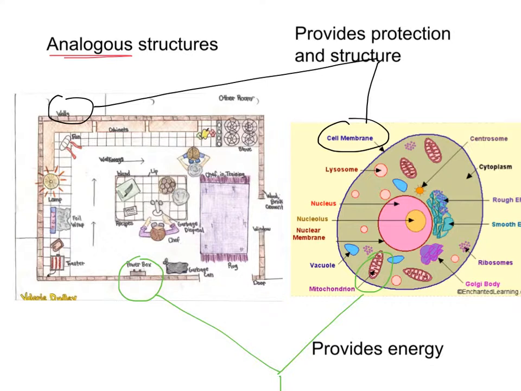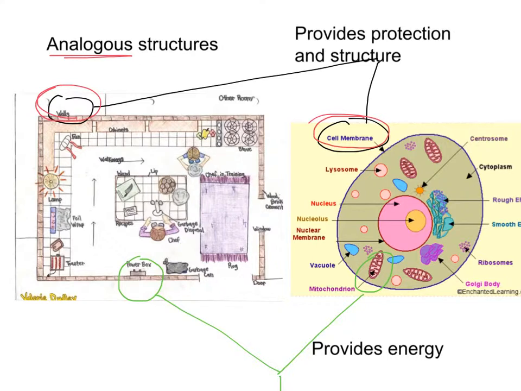You can see that the walls of the kitchen and the cell membrane have a similar function. They both provide protection and structure to what they're around. So in the case of the cell, it's providing a barrier that holds the cell together, and it holds it up and protects it from the outside world. And in the case of the kitchen, it creates the barrier from the rest of the rooms, and it also protects and holds together the entire kitchen.